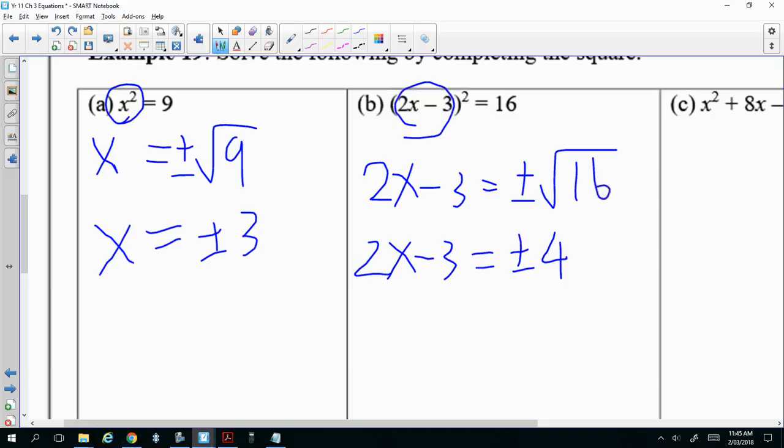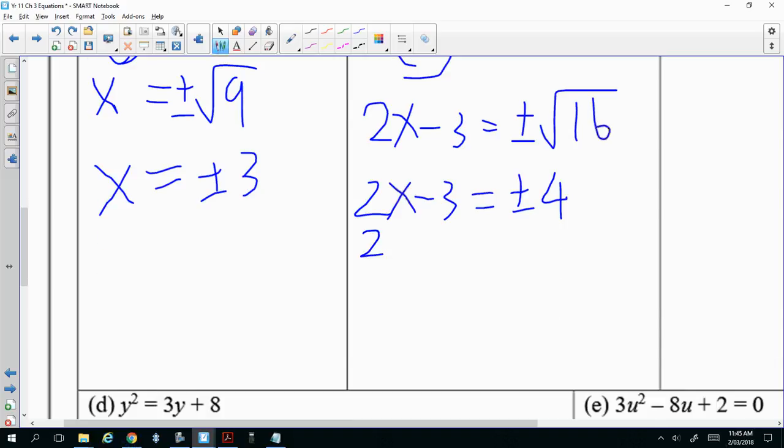Now you have to find x, which means you have to solve an equation. How do you solve it? You just add 3 to the other side, so 2x equals plus or minus 4 plus 3, and then divide by 2, still with the plus or minus 4 in front.